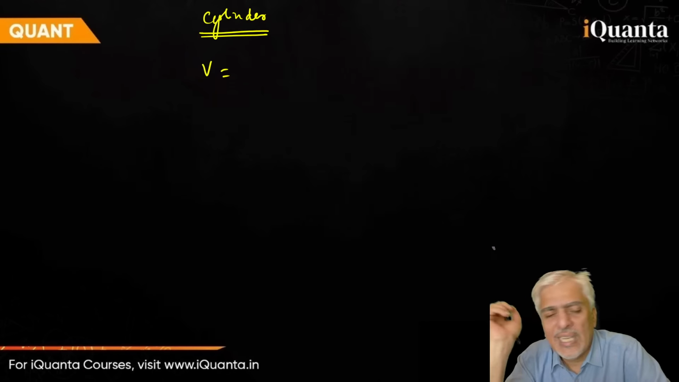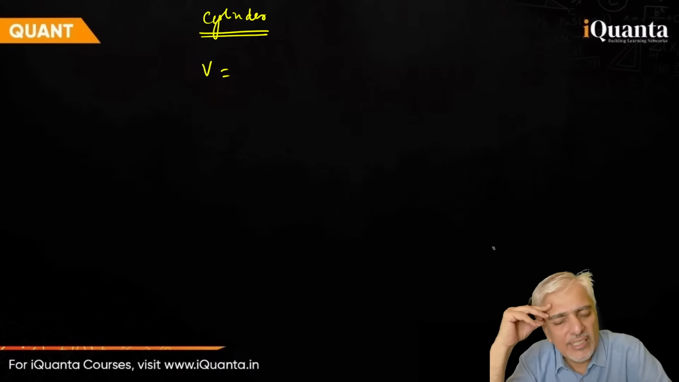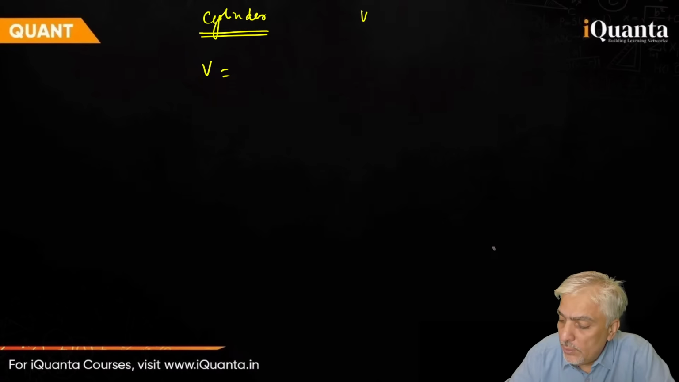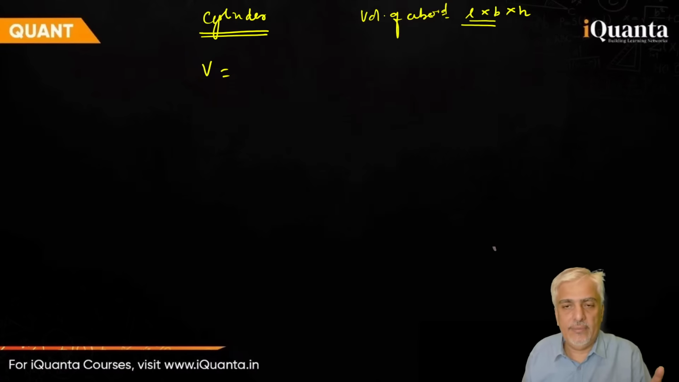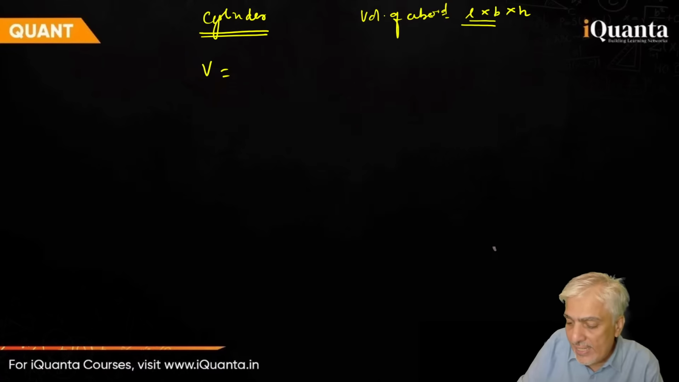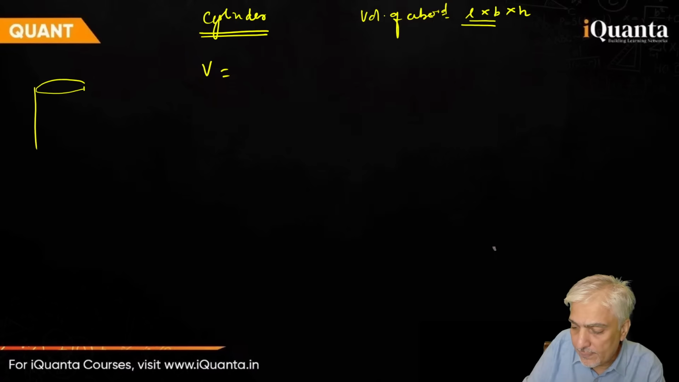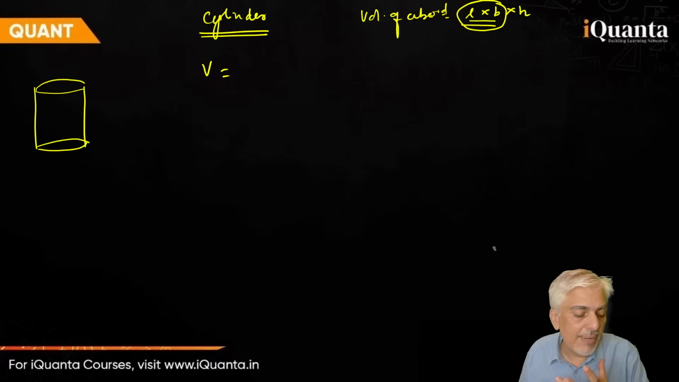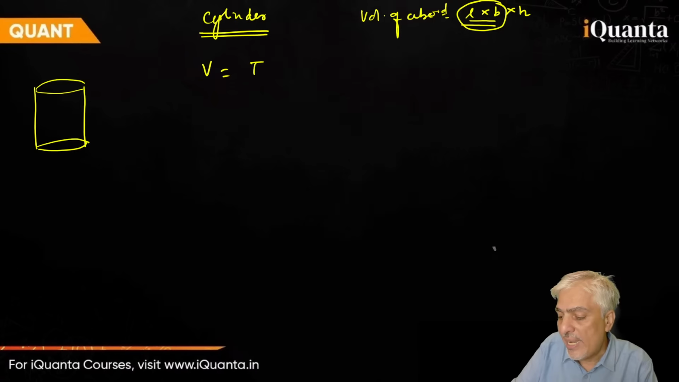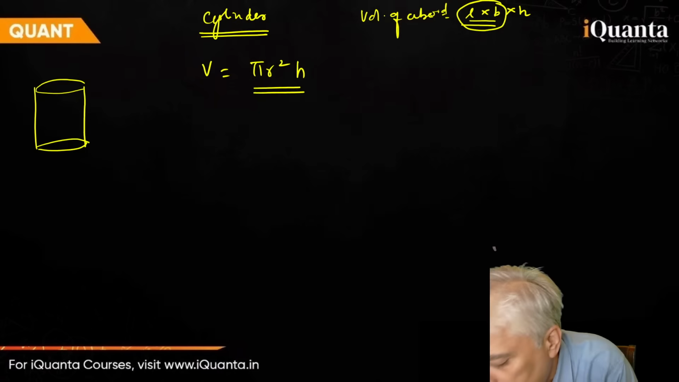Say there was a brain freeze and you forgot the volume of a cylinder. But you remember volume of cube. Volume of cube was length into breadth into height. In a cuboid, sorry, not a cube. In a cuboid, length multiplied by breadth gives you the area of the base. In a cylinder, what is the base? See, this much is area of base. In a cylinder, the base is a circle. So base area becomes pi r square multiplied by height still. So volume becomes pi r square h.